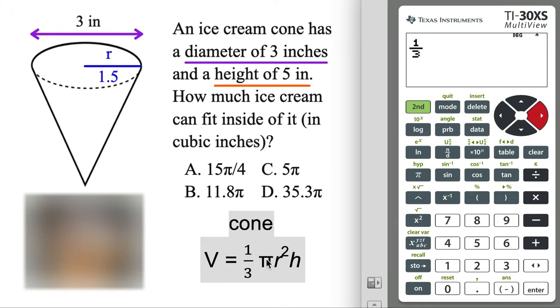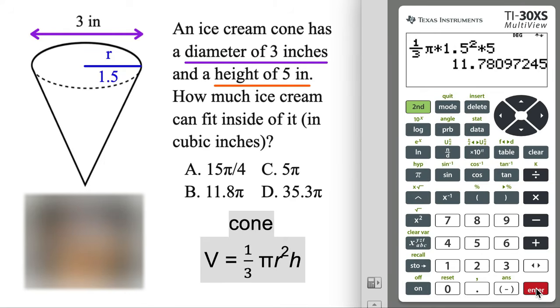Okay, then times pi. It knows they're multiplied because they're next to each other, so we didn't have to hit the multiply. But here's a good time to do it. Times the radius, 1.5. Notice this guy's squared. You're going to hit that x squared button. Okay, then times the height. We know that that guy's 5. Let's do it. Okay, enter.